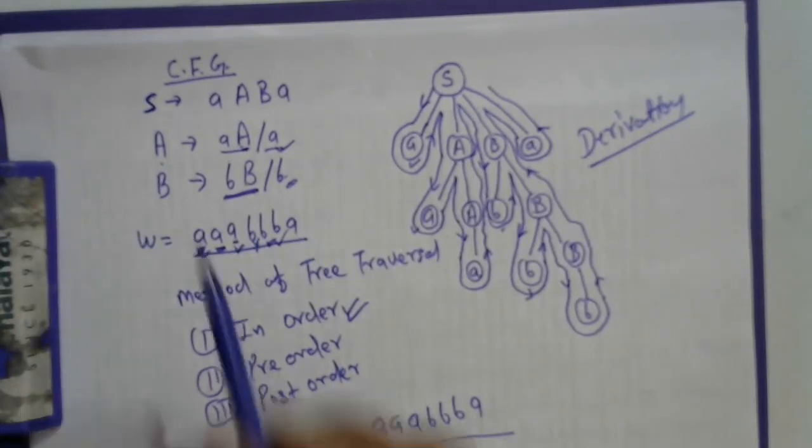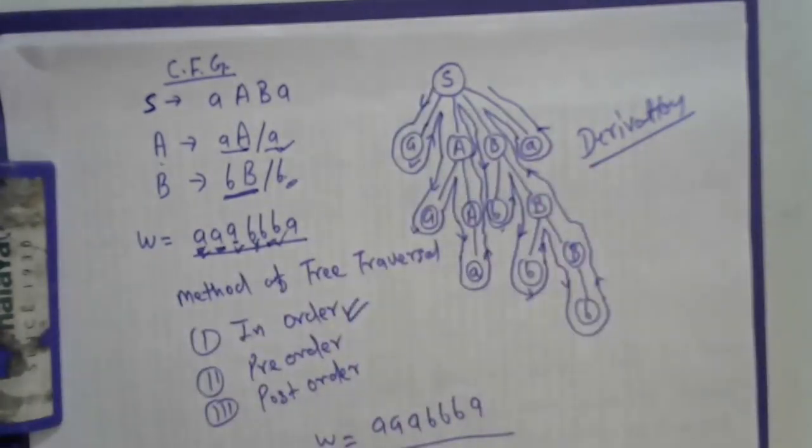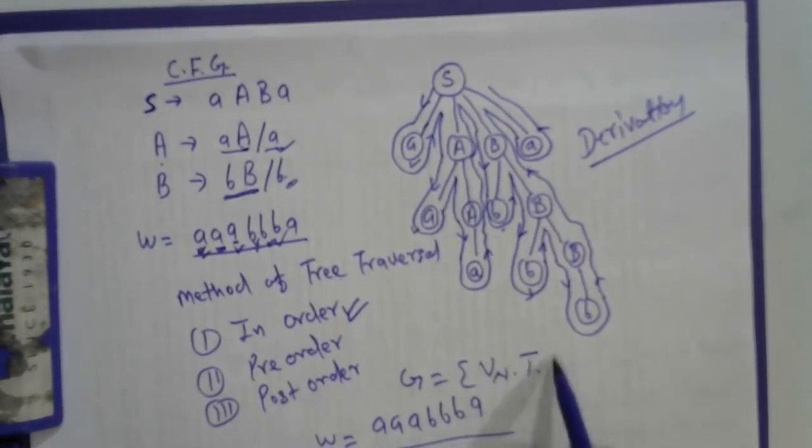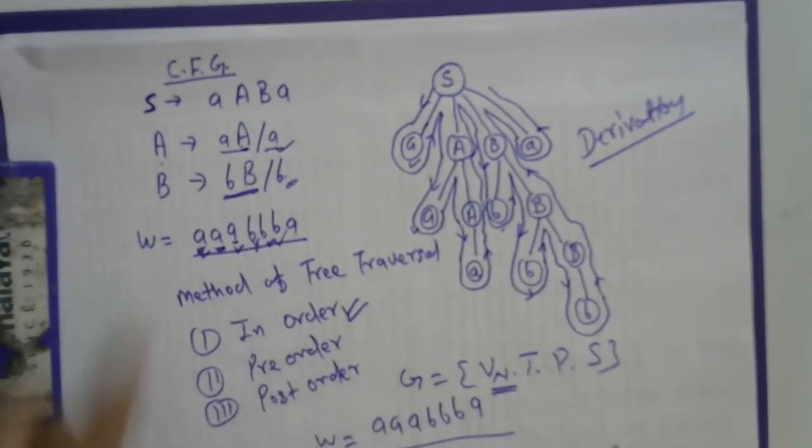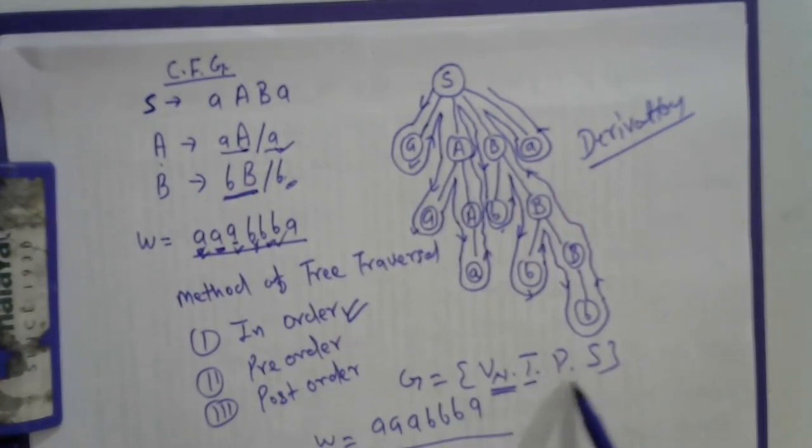The grammar is simple. The grammar can be presented simply in this way: G is equal to (Vn, T, P, S). Here Vn is given as all the S, A, B, the variables; T is the terminal symbols; P is the production rules; and S is the starting symbol. And we are getting the W from the derivation tree.